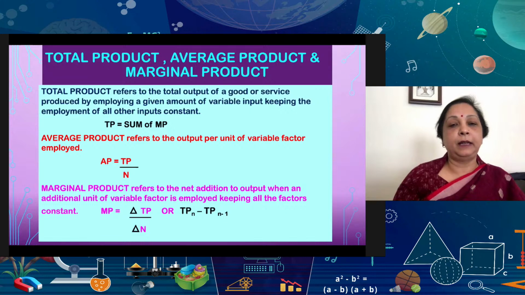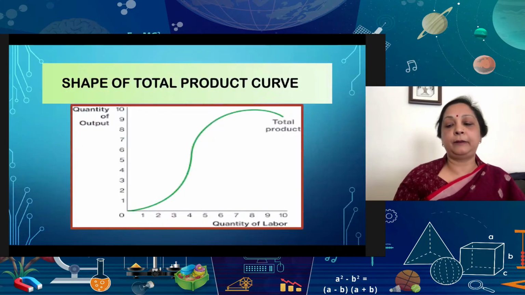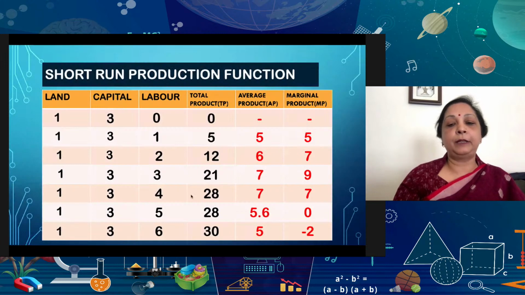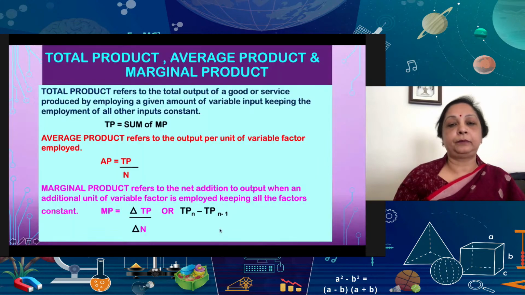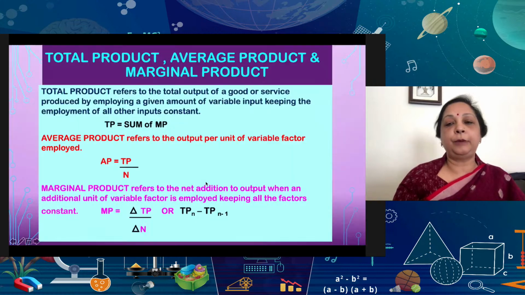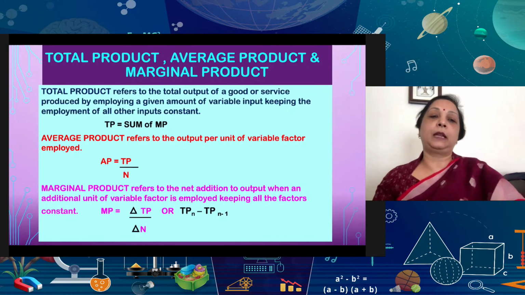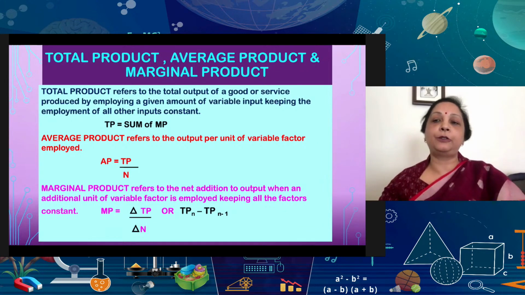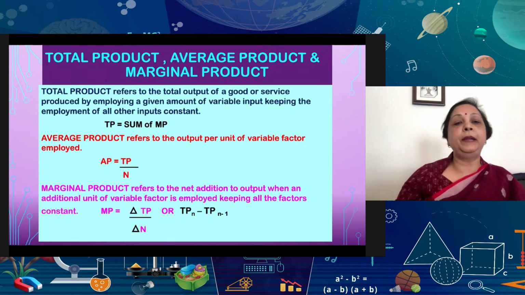We are employing a given amount of variable factor. What does it mean? If I say what is the total product in this table, you may not be able to say that. But if I say what is the total product when 2 units of factor is employed, you will immediately say 12. When 3 are employed, 21. So total product is discussed on the basis of given amount of variable factor employed, keeping the employment of all other inputs constant. Total product is the sum of marginal product. After doing marginal product, we'll go back to how it is.